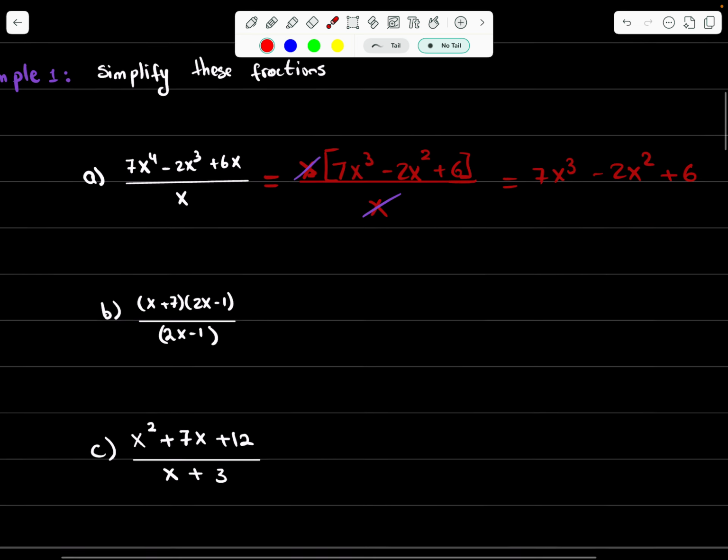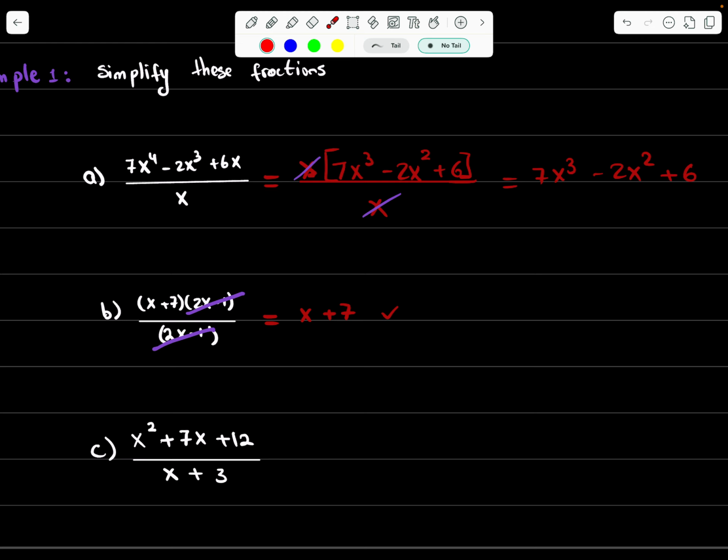As you can see, this quadratic expression is factorized as x plus 7, 2x minus 1, and on the denominator we have 2x minus 1. All you have to do is cancel out the common factors, and that's going to give you x plus 7. That will be the final answer. It's easier, but it's not always going to be that easy.